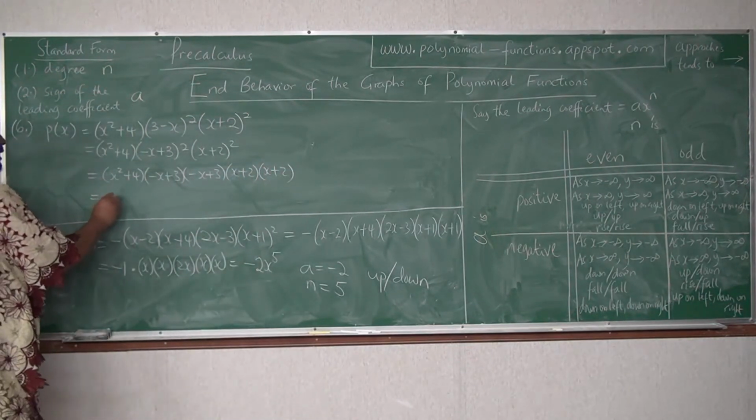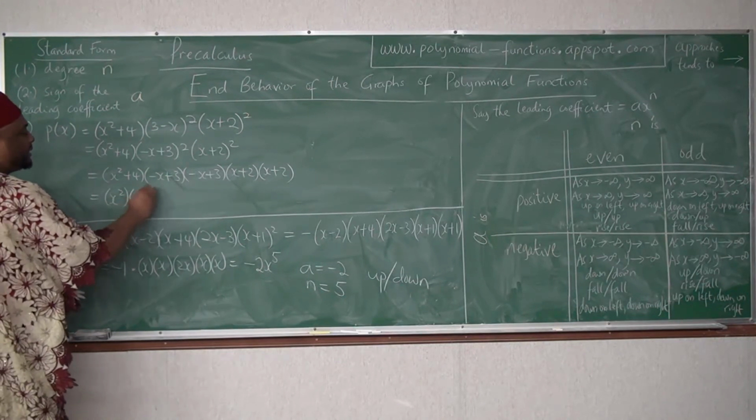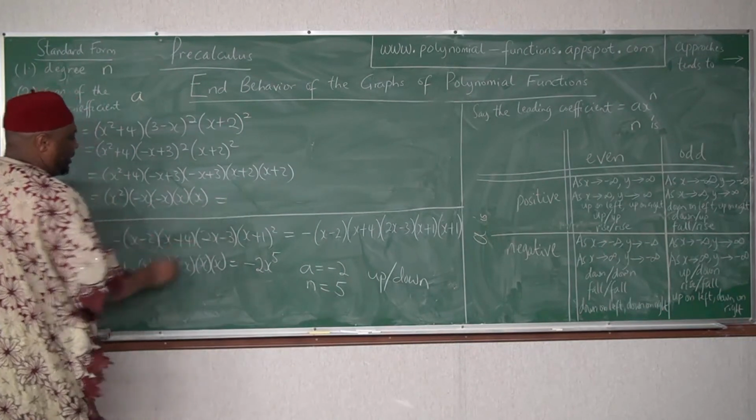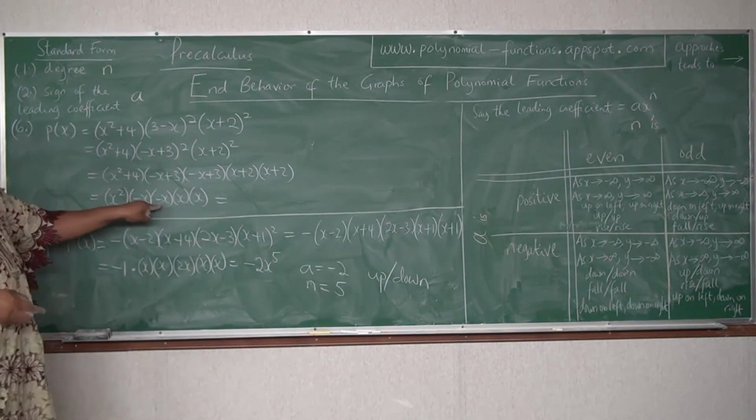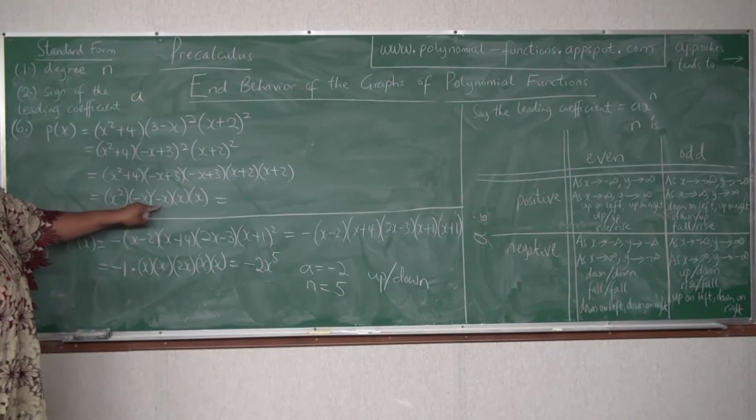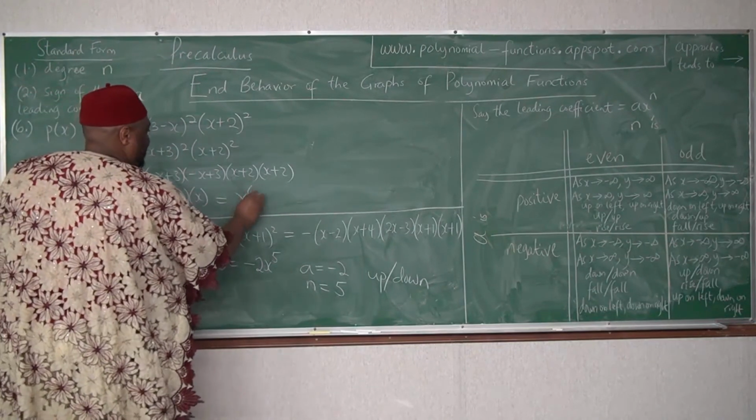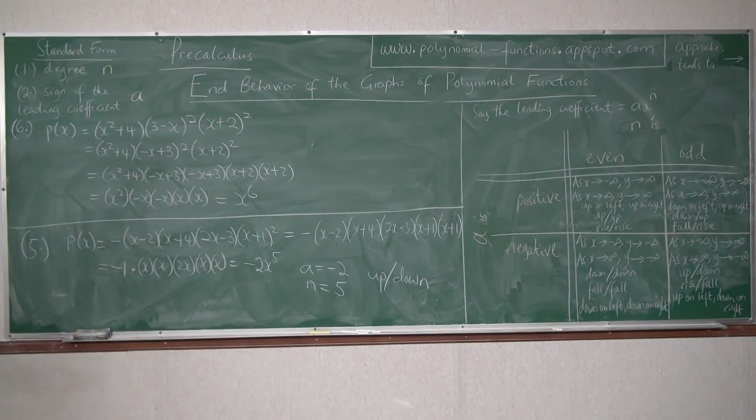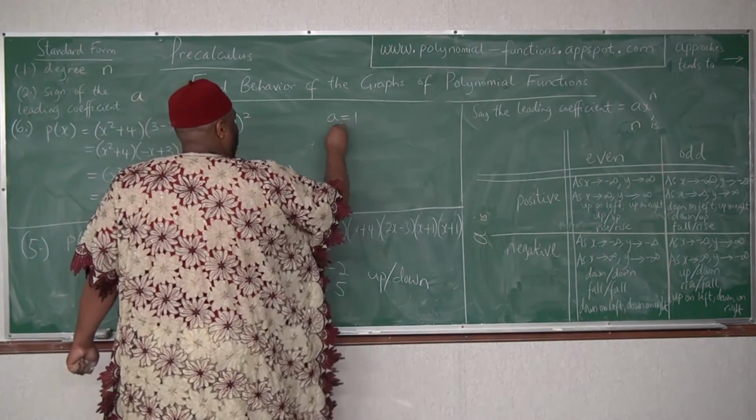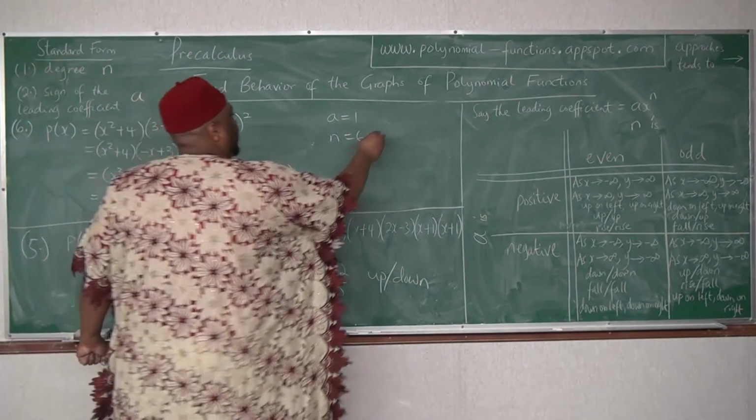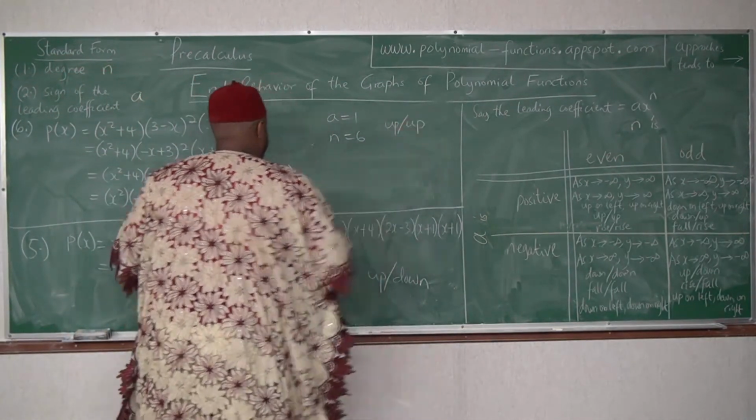So you now get out this x squared times negative x times negative x times x times x. And that gives us what? Negative times negative is positive. So 2, 3, 4, 5, 6. X to the 6th. Okay? So this means that a is 1 and that degree is 6. So positive even degree. Up, up.